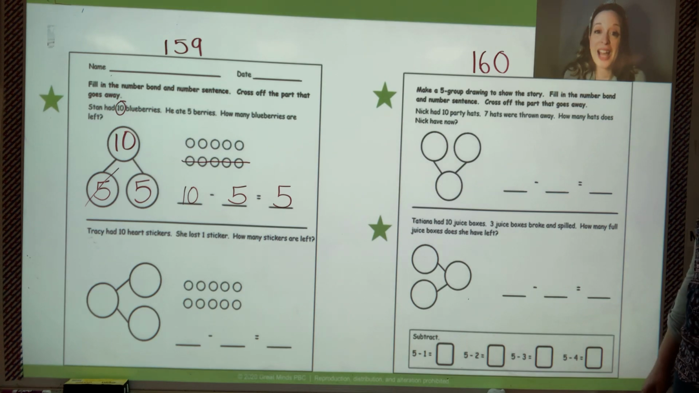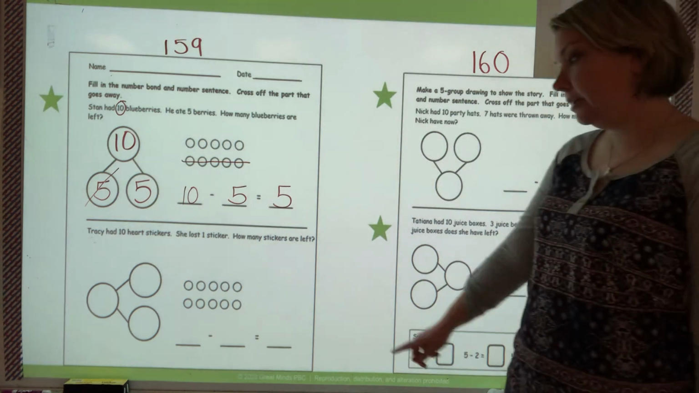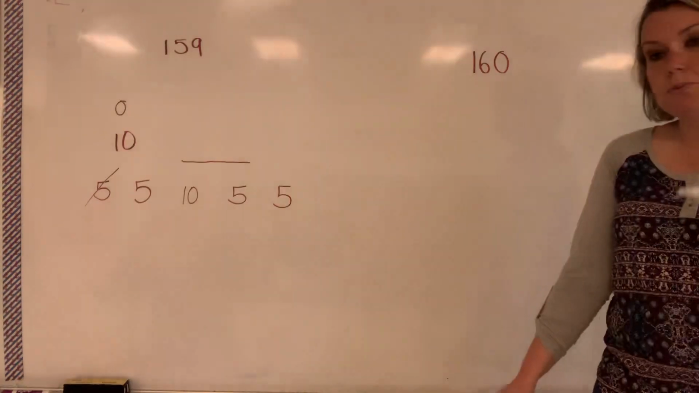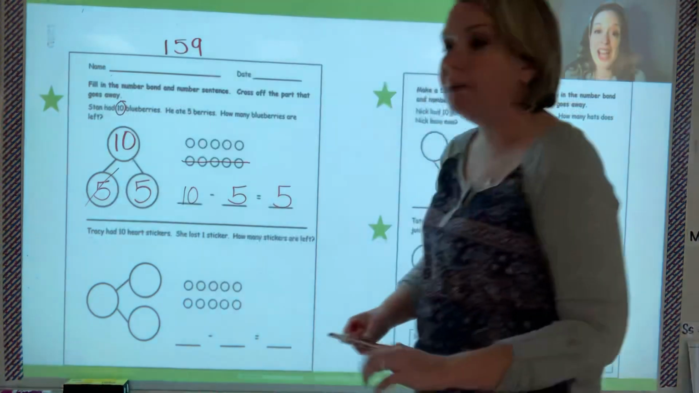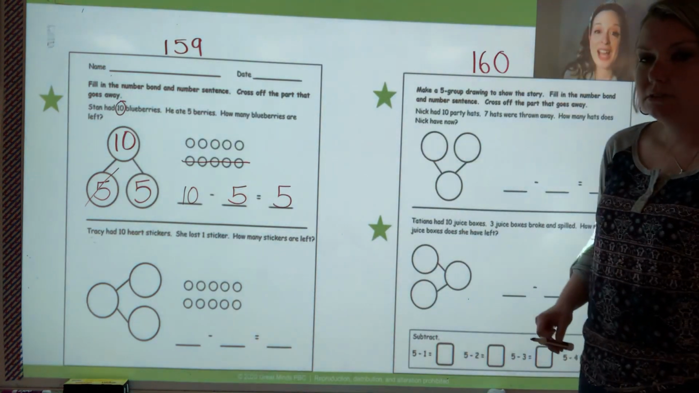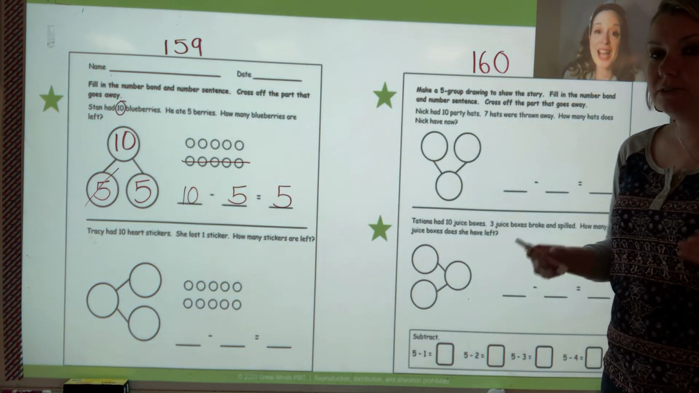Now, if we look here at the bottom, Miss Cates is going to read the entire story problem, but you all are going to do it by yourself. Then I'm going to call on you when you're finished.